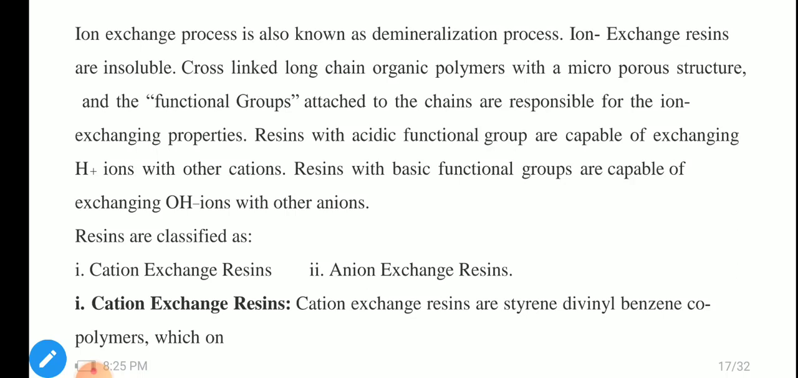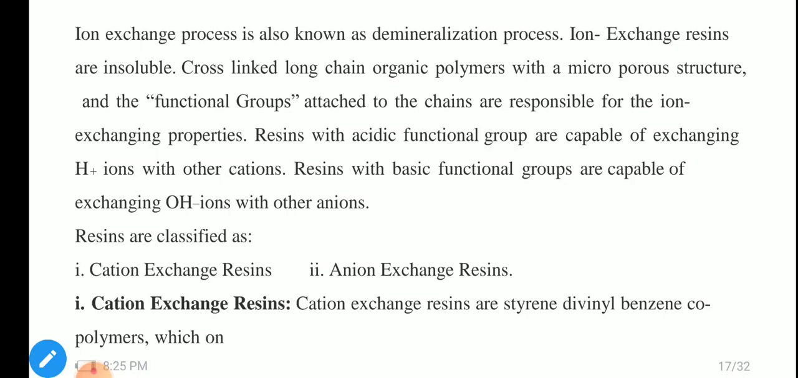For example, if we have a compound CaCl2, in this compound calcium 2 plus is a cation and 2 Cl minus is an anion. So to remove these cations and anions, two types of ion exchange resins are required. The resin which is used to remove cation is called as a cation exchange resin. The resin which is used to remove anionic part is called as anion exchange resin.